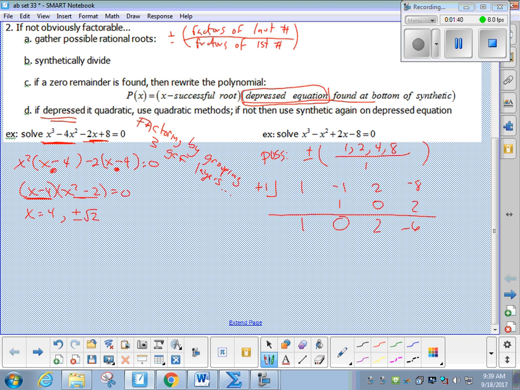Did I have success? What tells me if I had success or not? Remainder is 0. Where's the remainder? The last number. All right. Do you remember what that does tell you? Other than no being a no, do you have any idea what that does tell you? This actually tells you a point on the graph. When x is 1, y is negative 6.